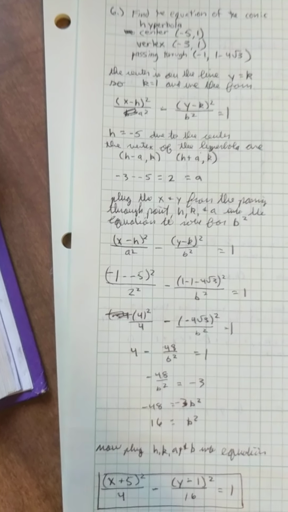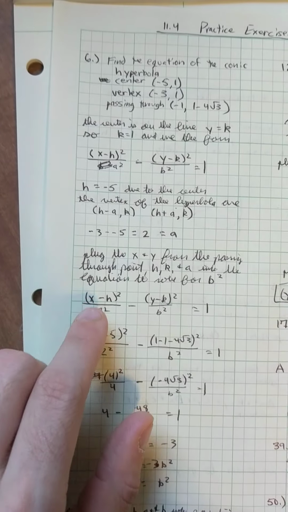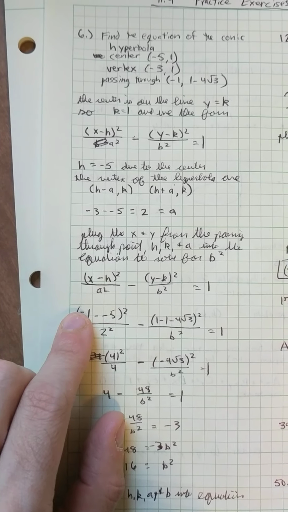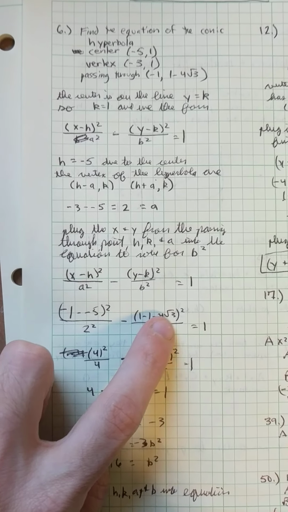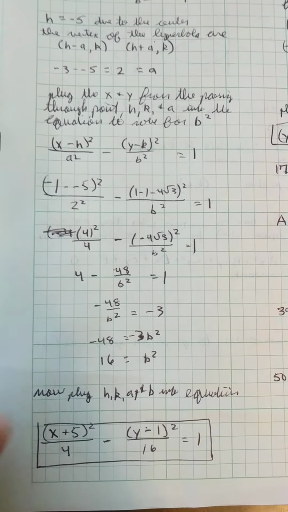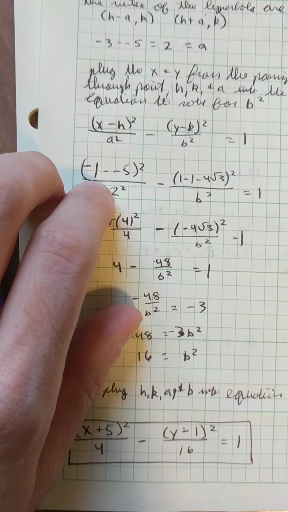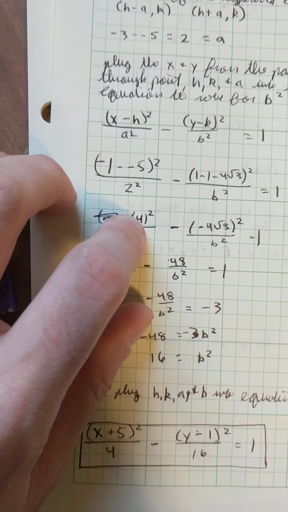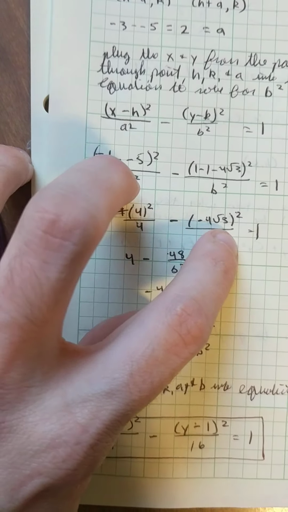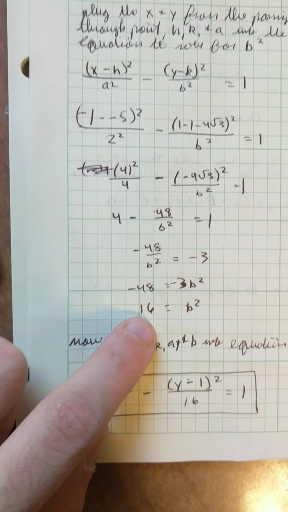So we're going to use our x and our y from our passing through point, plug them into our equation like so. Please make sure you have your x, your h, your y, your k, and your a, otherwise it won't work out. So then we simplify our equation. -1 minus -5 would be 4, and then 1 minus 1 minus 4 to the square root of 3 will just give us -4 to the square root of 3. We continue simplifying and we find b squared is equal to 16.